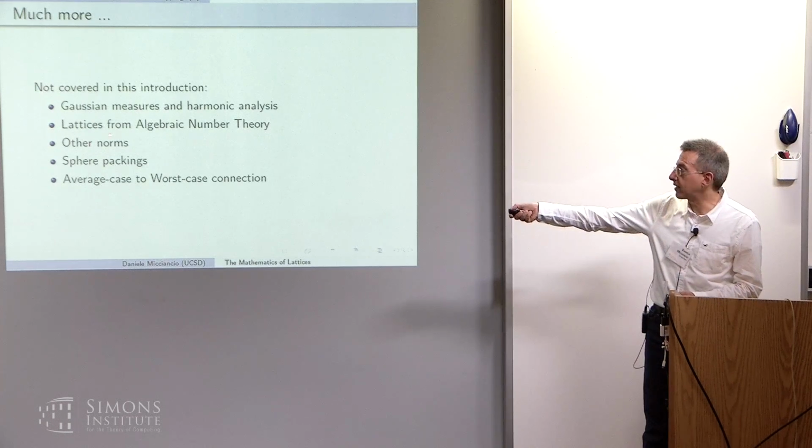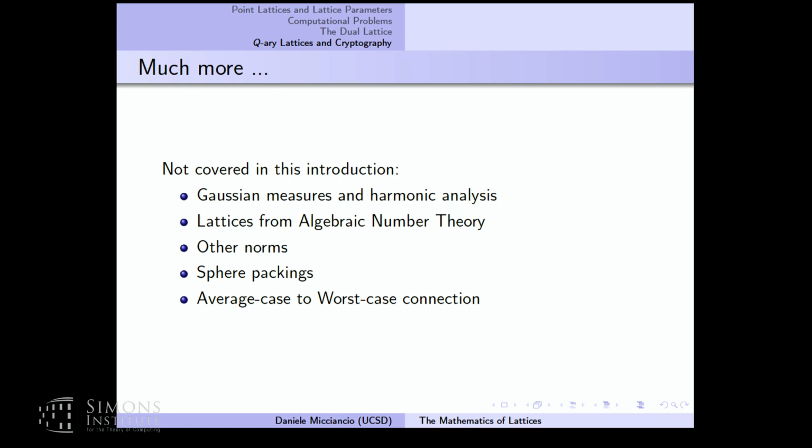You can also consider lattice problems in norms other than the Euclidean one, which is a nice connection with convex geometry. Instead of having balls and Euclidean distance, you have arbitrary convex bodies. And sphere packings is another classic area with connections with coding theory. And worst case to average case connection, that's something that we'll talk about tomorrow.